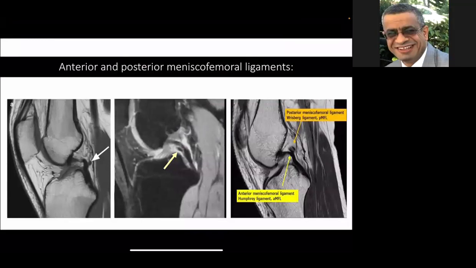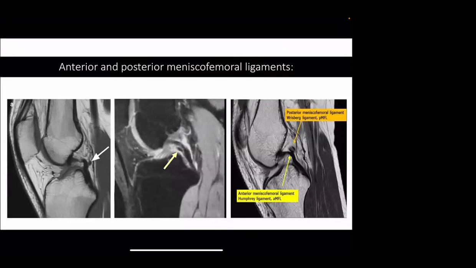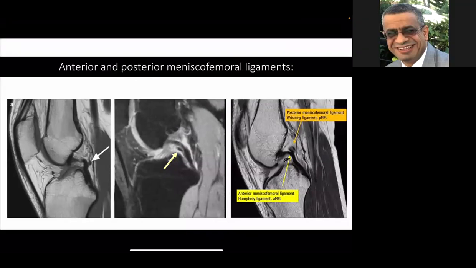Now, regarding the anterior and posterior meniscofemoral ligaments, the anterior meniscofemoral ligament is shown here, and the posterior meniscofemoral ligament shown here posteriorly. And this is the posterior cruciate ligament, which divides them.